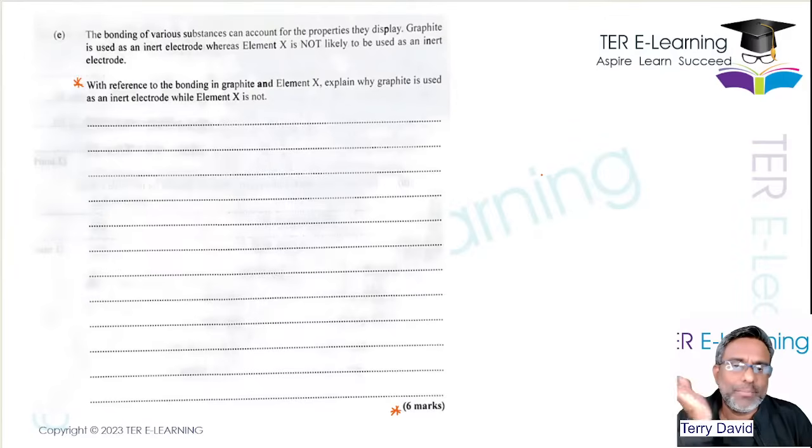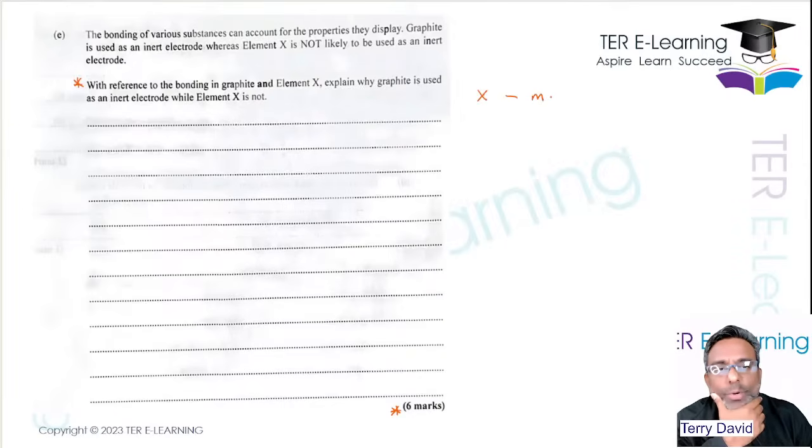We already established that element X is low down in group 2. It's actually strontium. So let's first figure out something here. The bonding in element X, we knew it was metallic bonding. We said that in the previous part of the question. This is metallic bonding.